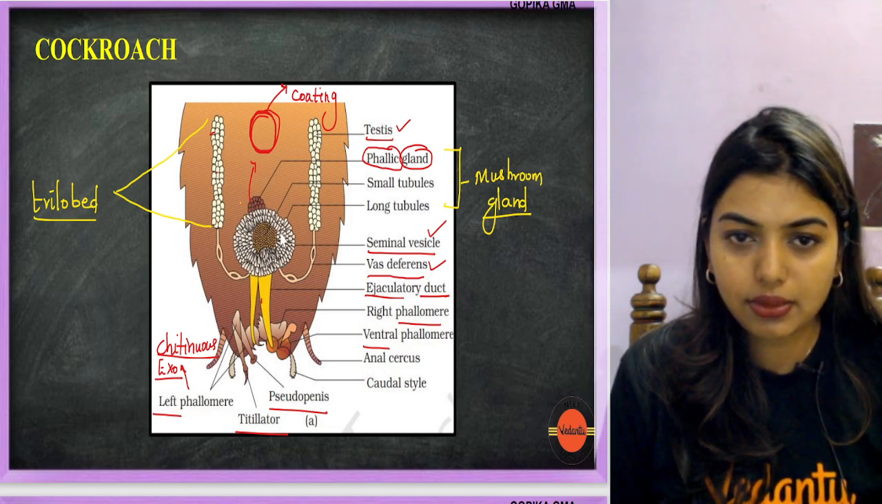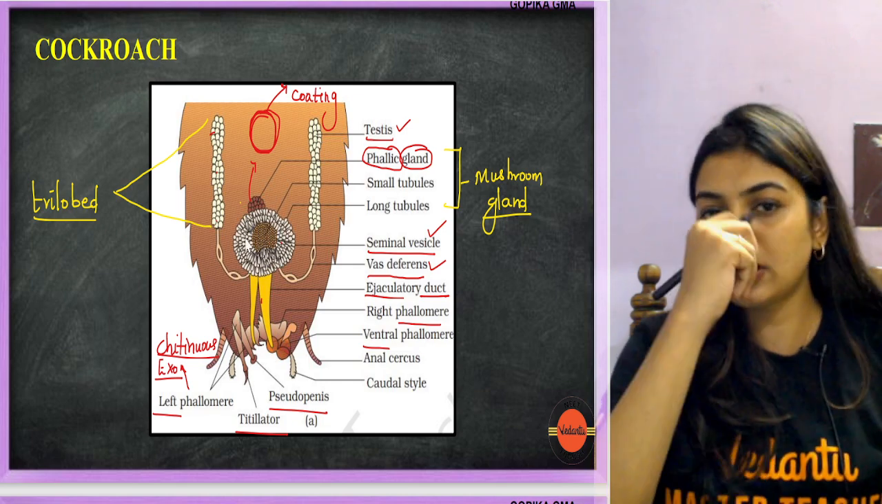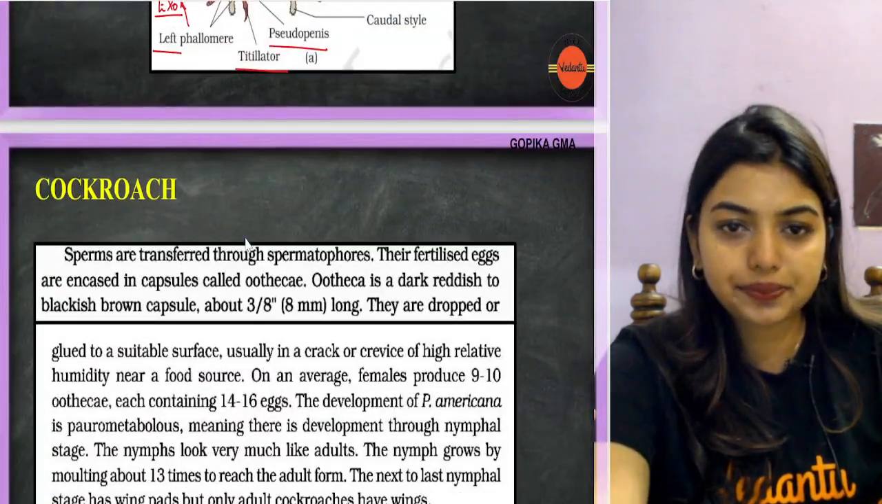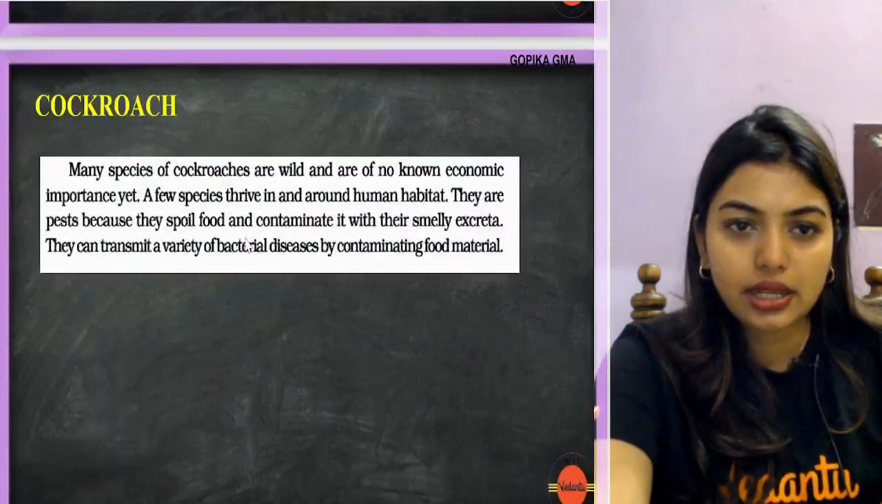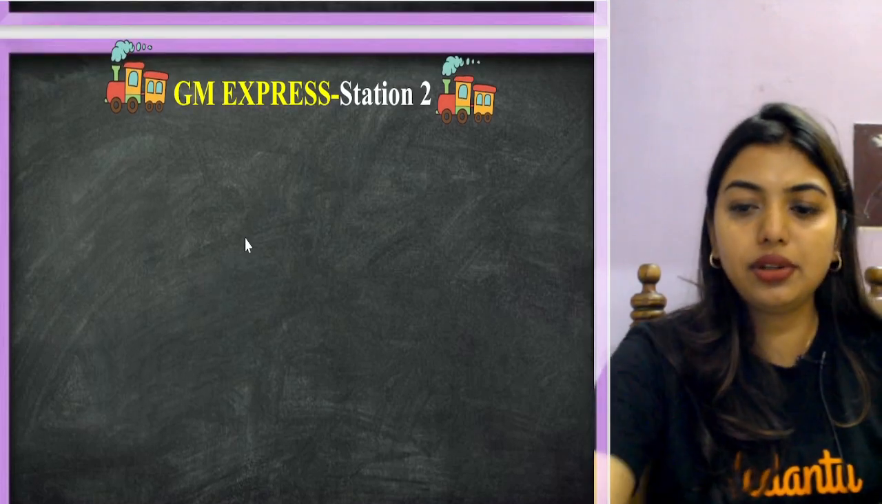These white colored ones are the long tubules, the sunflower kind of structure. Here, those are the short tubules. Okay, so what you need to remember is these things. Now, let's go here.